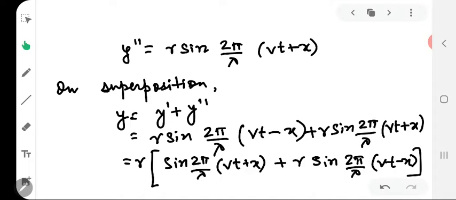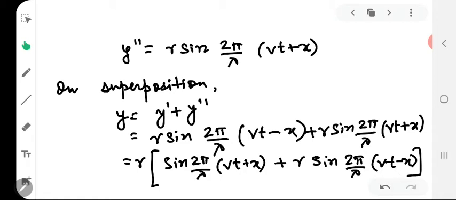Now, on superposition of the two wave pulses, the displacement of the resultant wave pulse shall be given by y equal to y' plus y''. So let us substitute the expressions for y' and y''. Accordingly, we get y' as r sin 2π/λ (vt − x), and for y'' we put r sin 2π/λ (vt + x). Taking out r as common, we can write it as r [sin 2π/λ (vt + x) + sin 2π/λ (vt − x)].